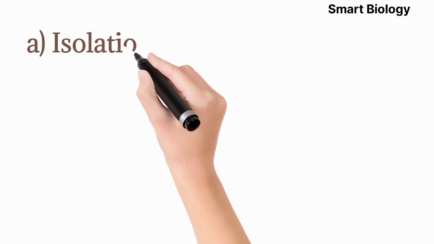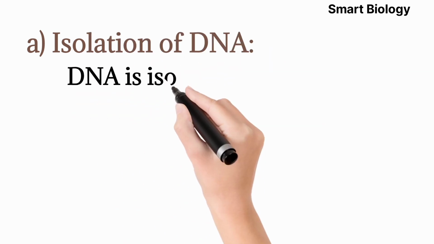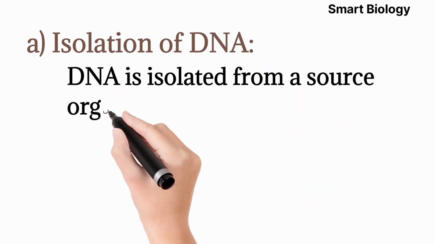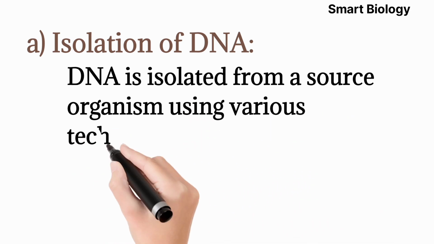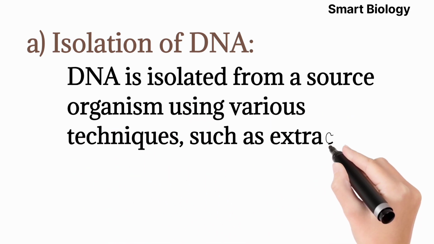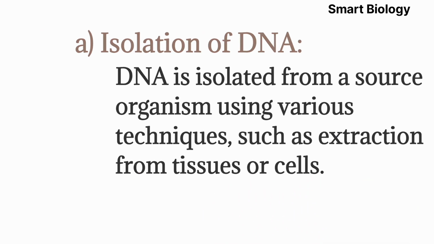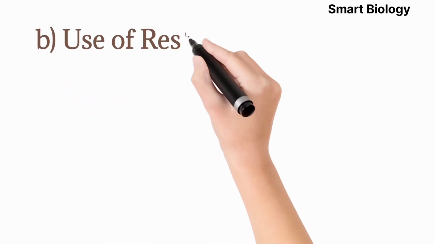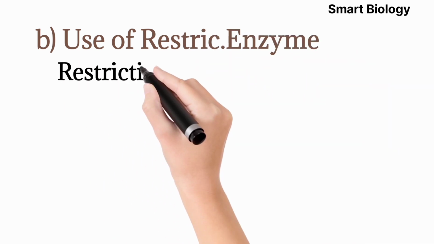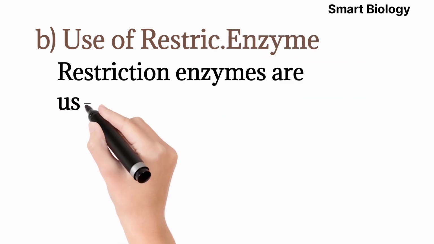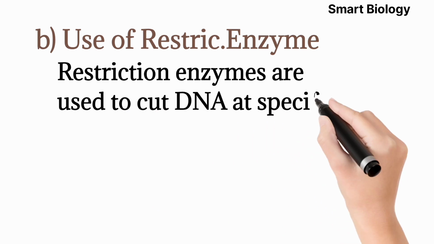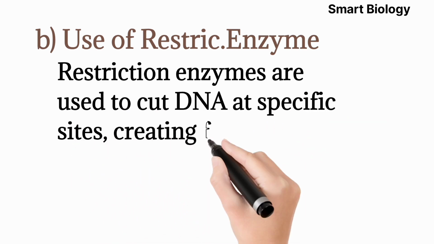Step 1 is isolation of DNA. DNA is isolated from a source organism using various techniques, such as extraction from tissues or cells. Step 2 is use of restriction enzymes. Restriction enzymes are used to cut DNA at specific sites, creating fragments of DNA.